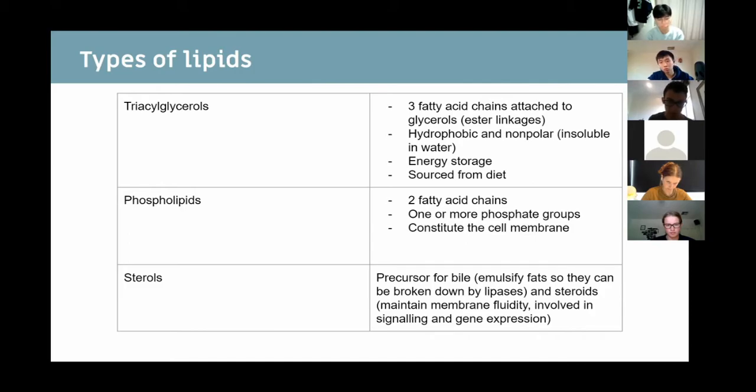Yep, phospholipids constitute the cell membrane, with 2 fatty acid chains and a phosphate group. Sterols are more important later. Steroids you need to know, important in maintaining cell membrane fluidity, but sterols can also be used in paracrine hormone signaling and gene expression and lots of things which you don't need to know currently, but you will need to know soon. Next slide.